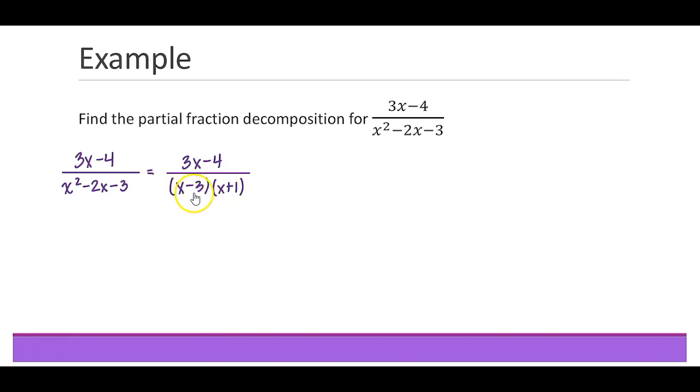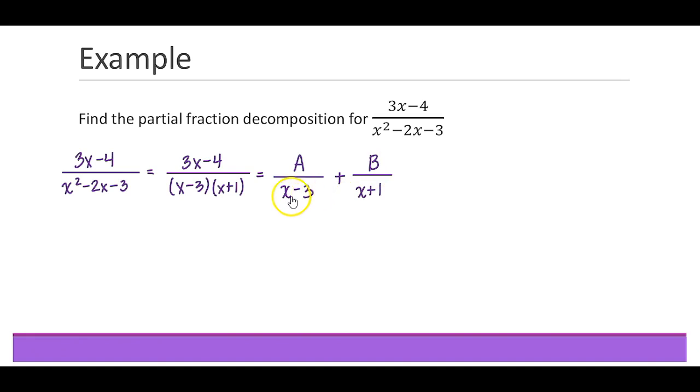So now each of those linear pieces, x minus 3 and then x plus 1, are going to be the denominators of my partial fractions. So this rational function is going to equal some number, let's call it A, over the linear factor x minus 3, plus some other number B over the linear factor x plus 1. So our job is to find these numerators A and B, these constant terms.